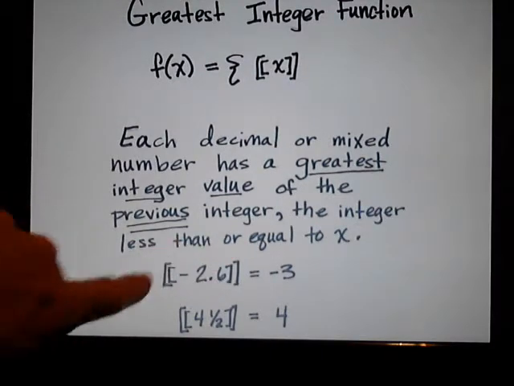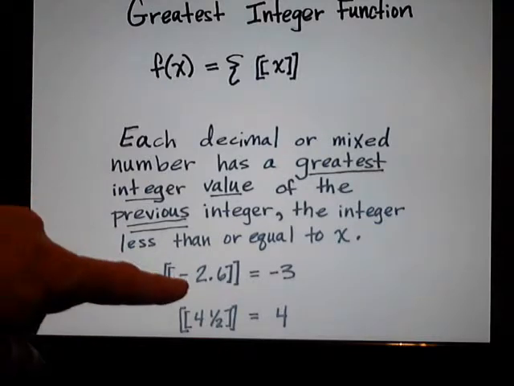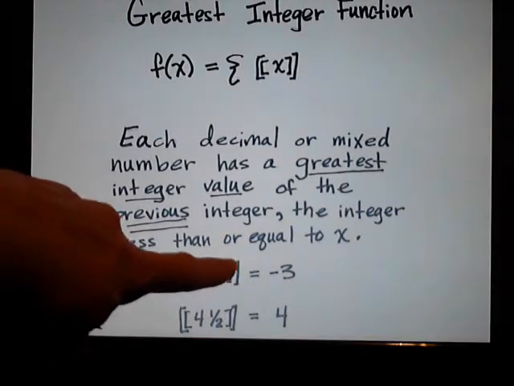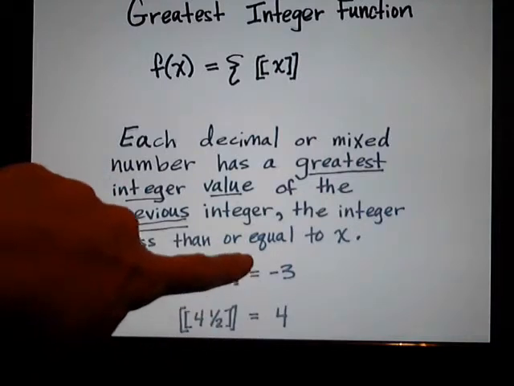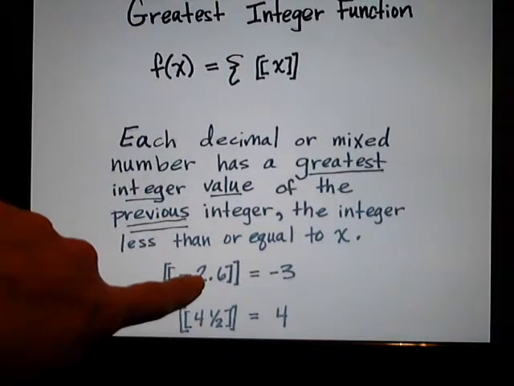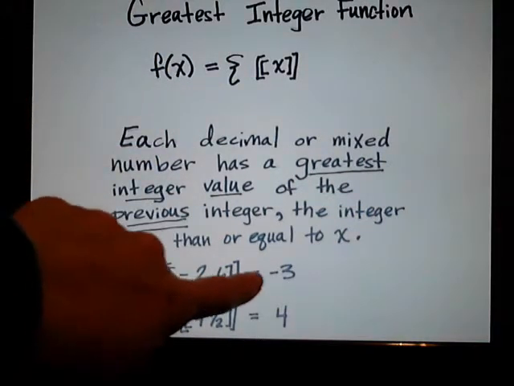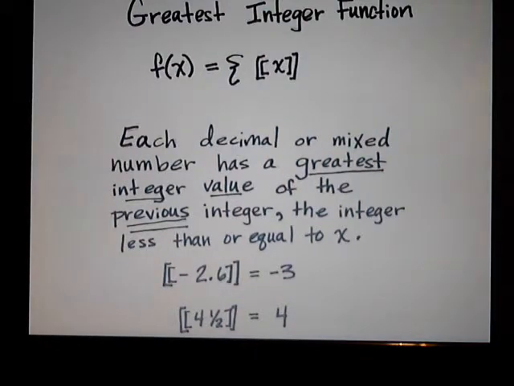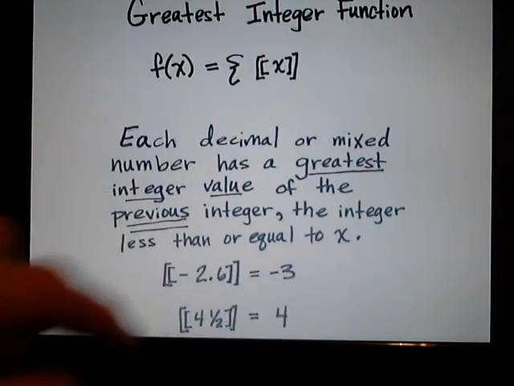So here's your x value. This is for instance. Basically, you can take any decimal number and find the greatest integer, so what's the integer below this decimal. And remember, negatives are a little bit weird. -3 is less than -2.6. For 4.5, the integer below that is 4.